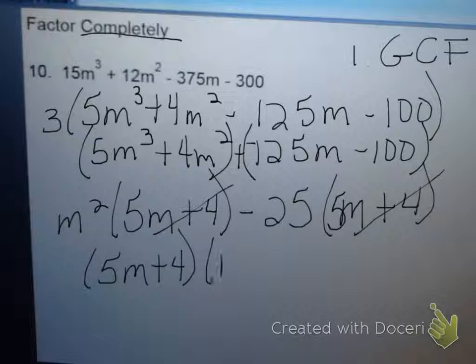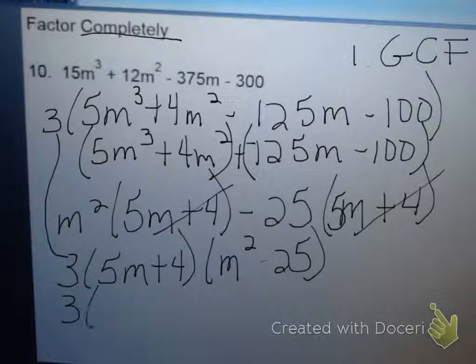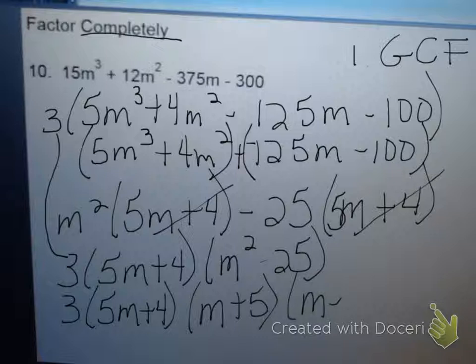Now I'm going to factor out a 5m plus 4. And what do I get left over? m squared minus 25. Now do not forget to bring down the 3. Are we finished? No, we are not, because of the m squared minus 25. That factors into m plus 5 times m minus 5.